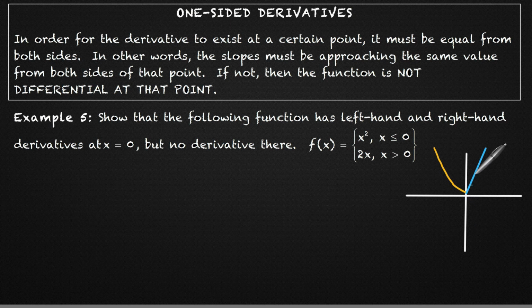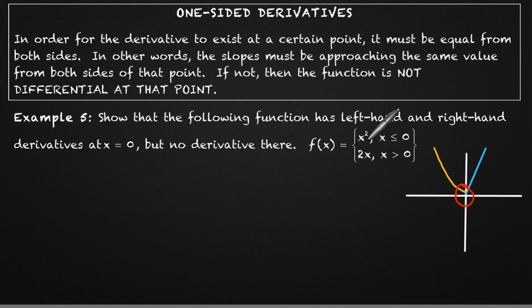Now you can clearly see that right here, there is a sharp corner. Anytime you have a sharp corner, that means that the derivative is not going to exist there, because the slope from this direction is 2, and the slope here is approaching 0, as we're going to see. So therefore, when the slopes are not approaching the same value, the function is not differentiable. But let's actually prove that algebraically.